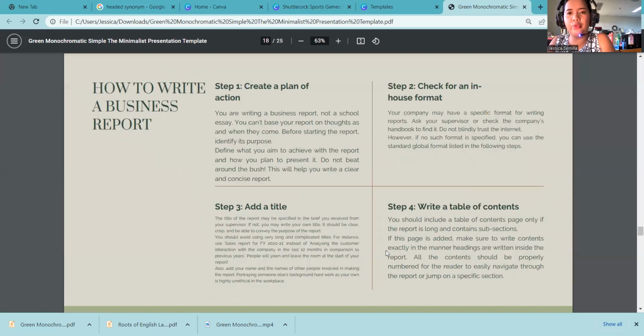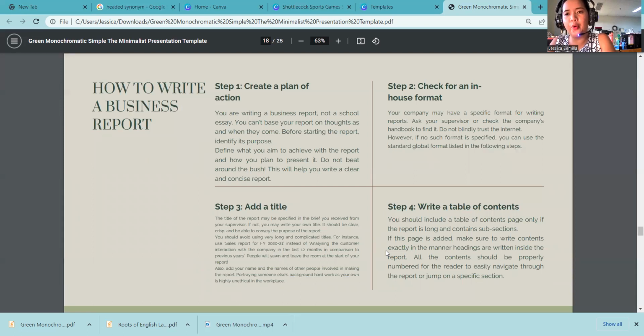So how are you going to write a business report? First, you need to create a plan of action. You're writing a business report, not a school essay. So basically, it needs to be rigidly and vividly presented into a plan. You can't base a report on your thoughts, and therefore it should be written into a document.